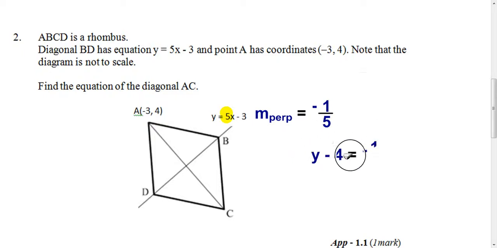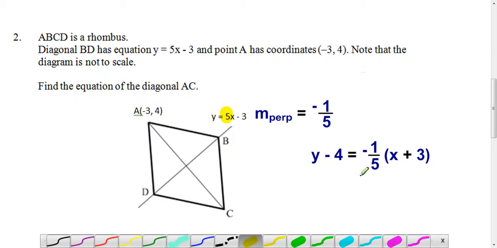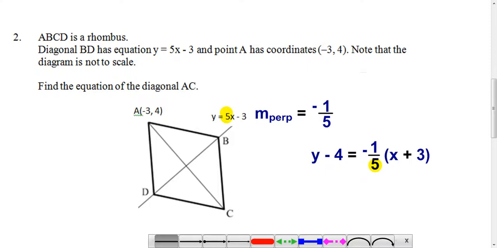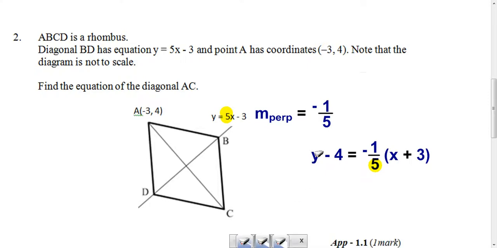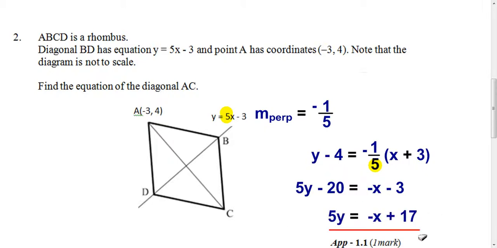So again, we're doing y take away b, so y take away 4, there's your b, equals negative a fifth times x plus 3, because it's going to be x take away negative 3. We now want to times everything by 5. So that means multiply this by 5, and this by 5. So 5y take away 20 is negative x take away 3. So negative x, and then negative 1 times 3 is negative 3. Finally, I'm going to add 20 onto each side to give my answer.